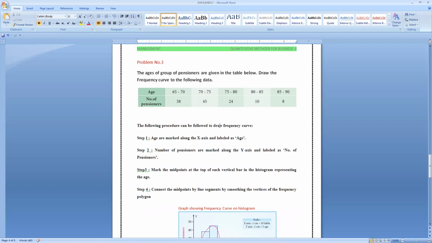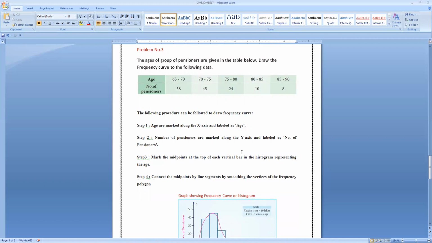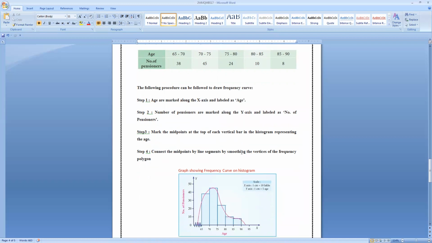And what are the steps that we have to follow to construct a frequency curve? Here on the x-axis, we have shown the data relating to the age. On the y-axis, we have shown the number of pension years. Then we should mark the midpoints at the top of each vertical bar. Then we have to draw a freehand curve.